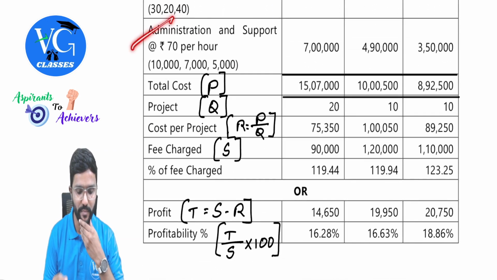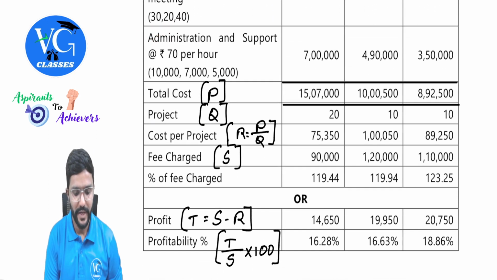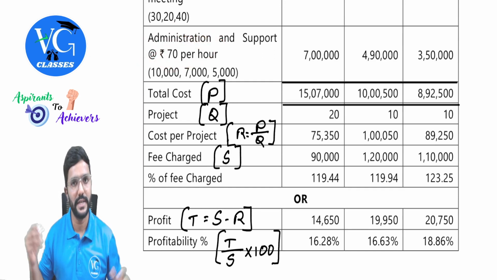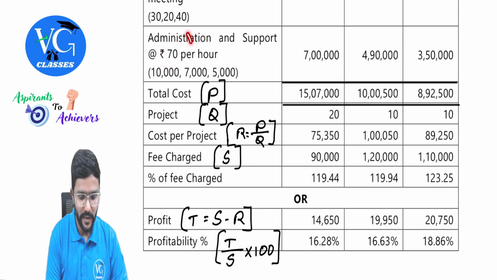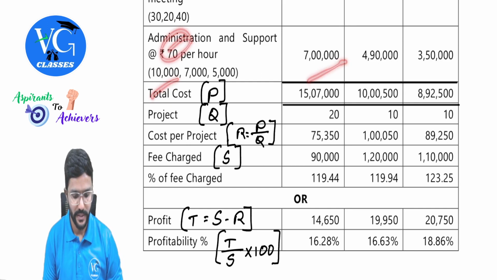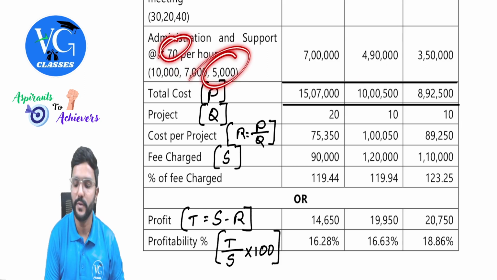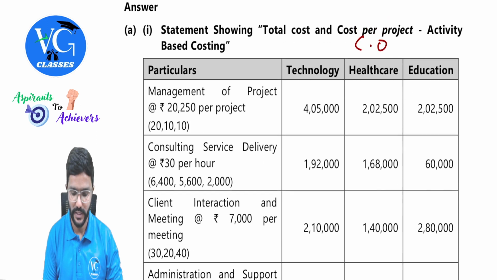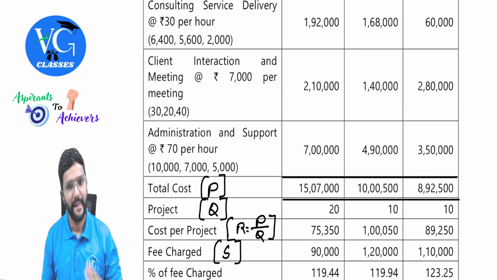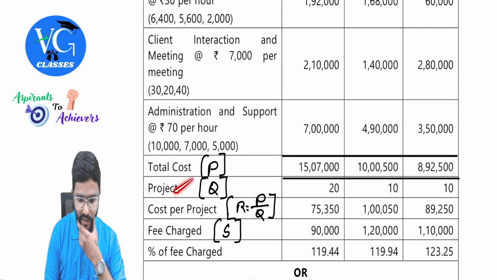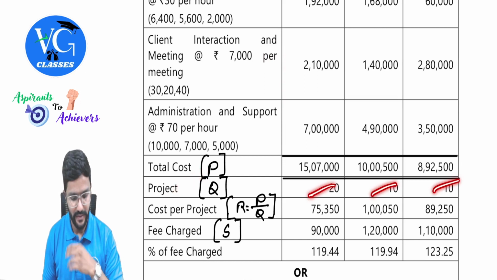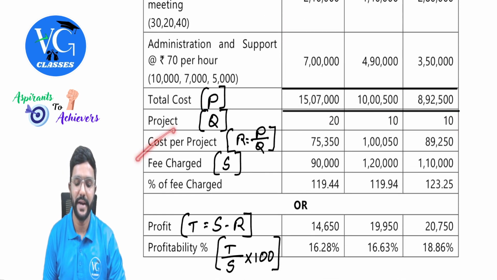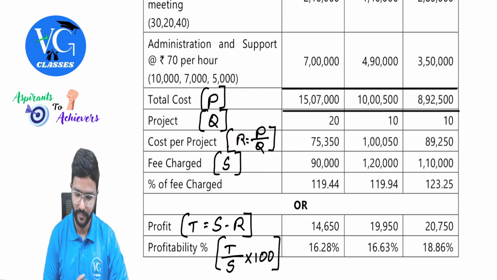Then administration and support services, 70 rupees per hour. Multiply with the number of hours for each cost object. 70 into 10,000 is for technology. Then 70 into 7,000 here. And 70 into 5,000 here, guys. So we'll get the total cost. Add up all four. Just add it up. Okay, sir. So the number of projects is given in the question: 20, 10, 10. So you will get the cost per project. Divide total cost by number of projects. You will get the cost per project.